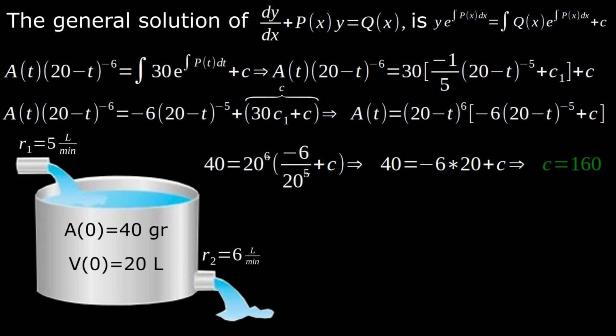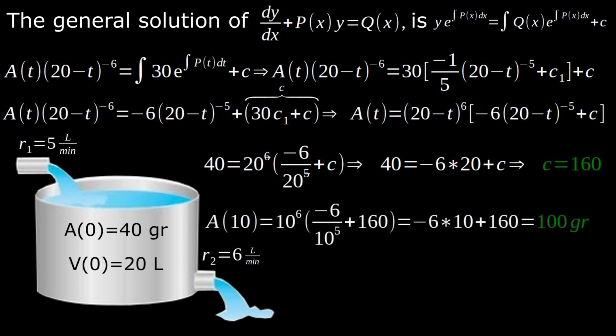So now that we got c, we can figure out how much salt we have after 10 minutes. We plug in t equals 10 in the equation we just figured out, and we end up with 100 grams of salt in the water tank after 10 minutes. And that's your answer. 100 grams, which, if you ask me, is an intuitive answer.